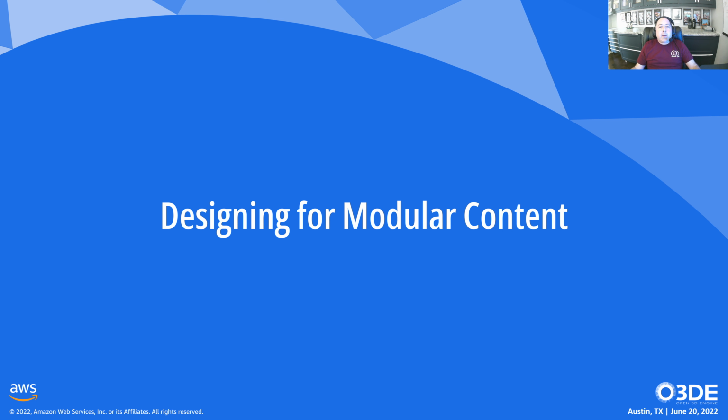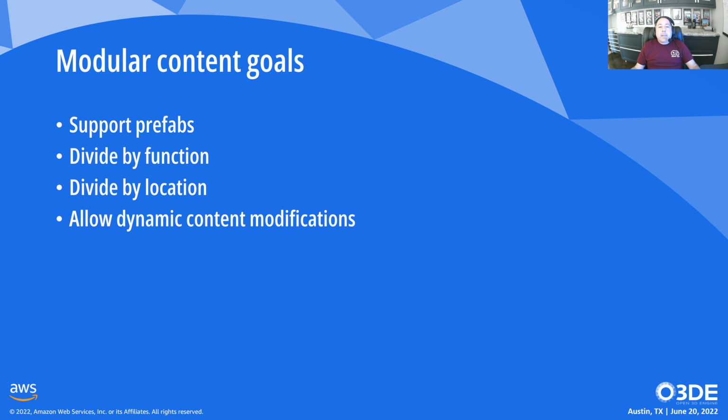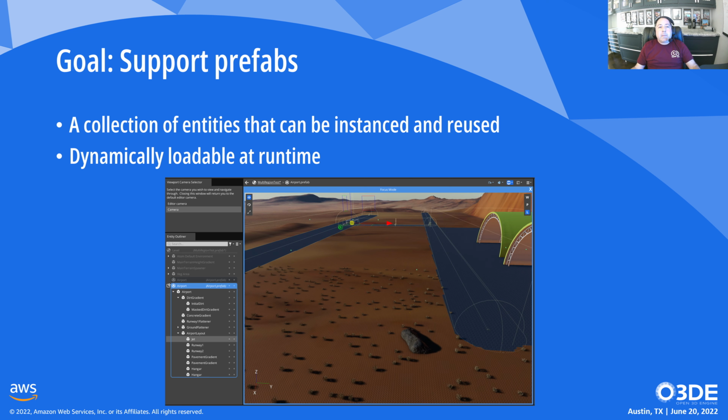So now let's take a look at what it means to design for modular content. When designing for modular content, we're basically trying to make the content easy to author, easy to lay out spatially, and easy to modify across time. So let's take a look at each of these. The single best building block that we have for modular content in O3DE is the prefab.